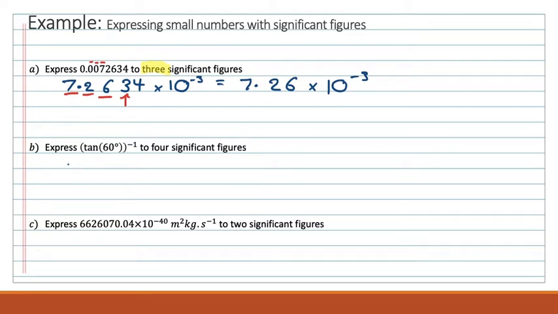Now going down, B, tangent of 60 degrees raised to the power of -1, expressed to 4 significant figures. So this is an interesting one. I'm going to use my calculator to do this one. So I'll rewrite out tan of 60 degrees, ensuring that my calculator's in decimal mode or degree mode instead of radians. I'll type in tan of 60 to the power of -1.